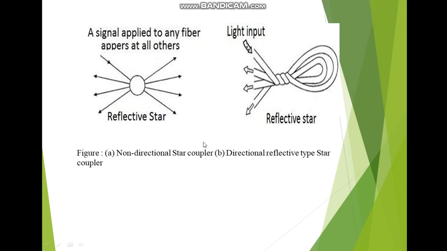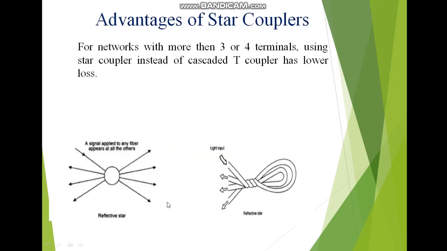Next, I am showing you the non-directional star coupler. See, this is the figure of the star coupler. What do you mean by non-directional? Non-directional means the input signal is applied to any fiber. This is my port number 1, input port number 1. The signal is applied to this port. It will be uniformly distributed at all other ports, including input as well as output. So this is my non-directional star coupler.